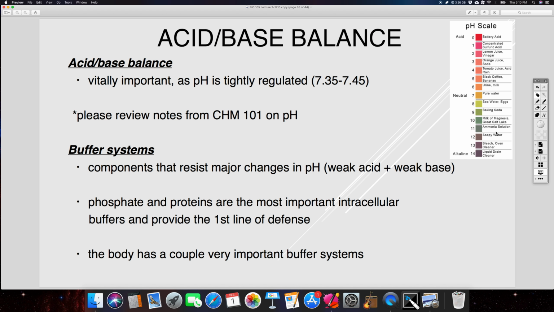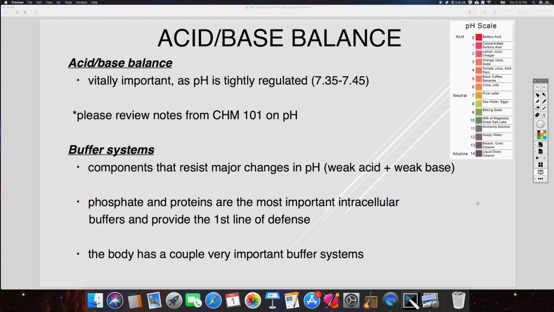Okay, then we talked about acid-base balance. We know acid-base balance is tightly regulated. pH stays between 7.35 and 7.45, and we're able to keep it there because of buffer systems. Buffer systems are just systems that resist changes in pH. They do that because they're typically a mixture of a weak acid and a weak base. I'll show in a little bit how that works and why that's important.